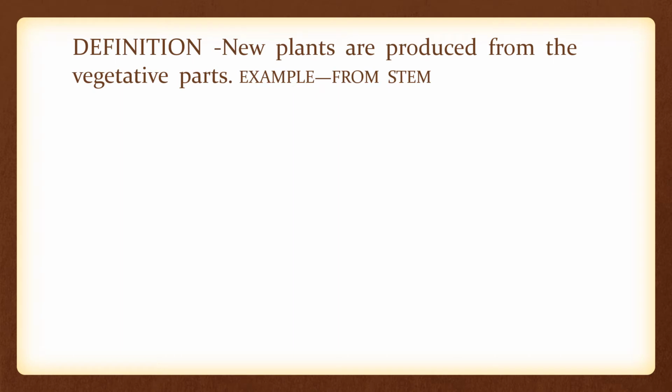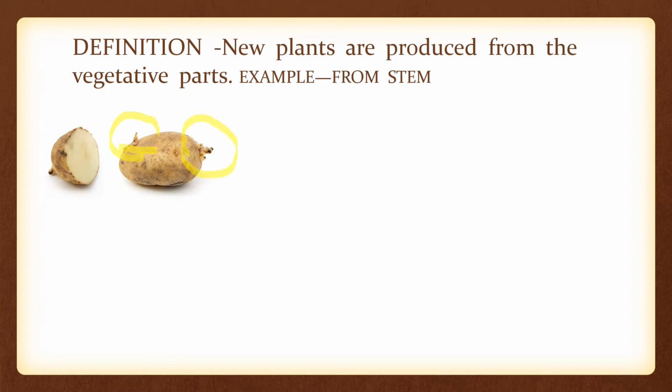Definition of vegetative reproduction or vegetative propagation. New plants are produced from vegetative parts. Example, from the stem. You can see some of the pictures here. What is this? This is potato tuber. Yes, you can see certain projections or outgrowths here. These outgrowths are called the buds of the potato.